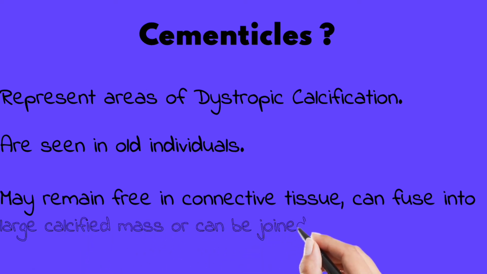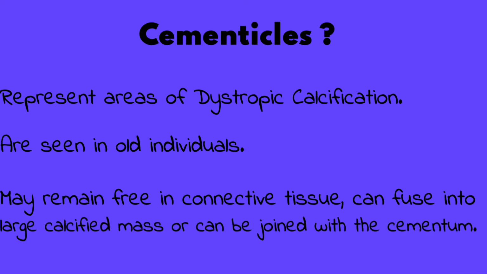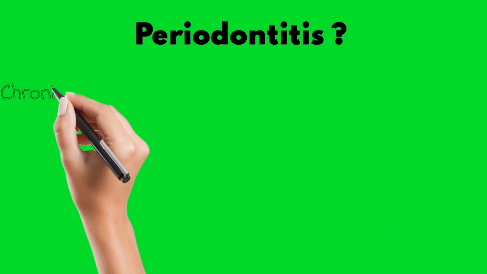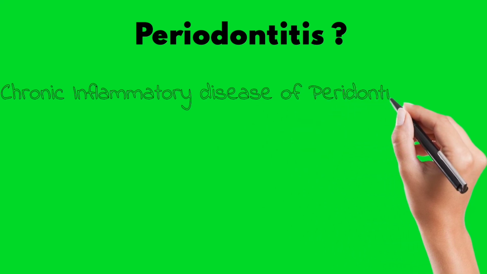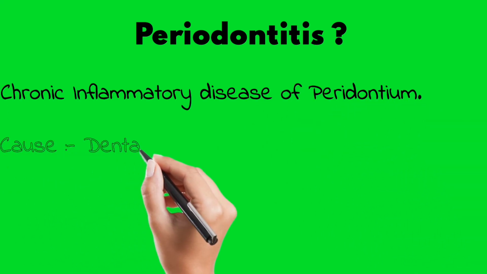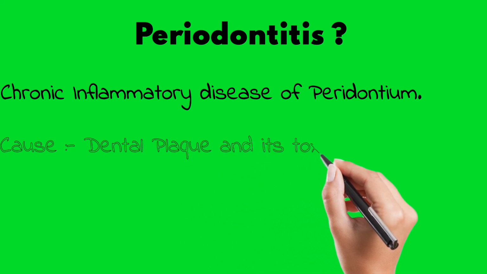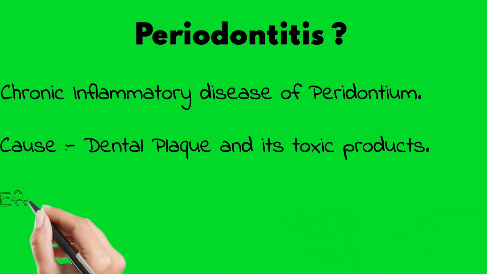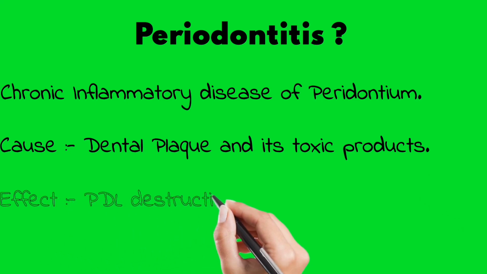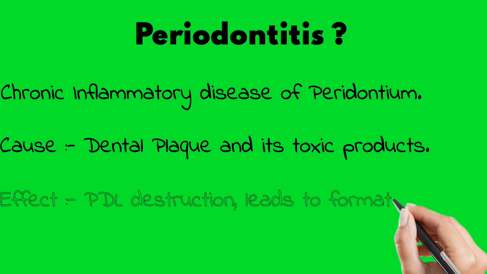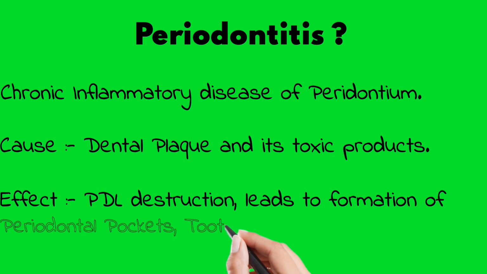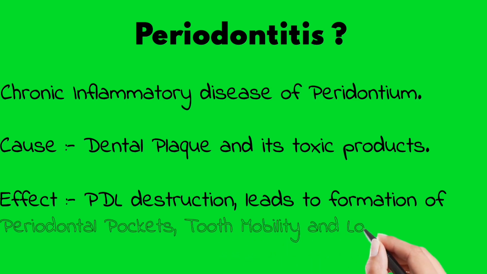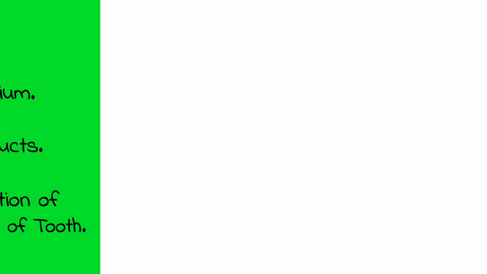There is one more very important question which comes in viva from a clinical perspective, that is, what is periodontitis? This is a very common question asked in viva. This is a chronic inflammatory disease of the periodontium. What is the cause of this disease? This is caused due to the dental plaque and its toxic products. And what are the effects of this disease? This leads to PDL destruction. It also leads to the formation of periodontal pockets, which makes the tooth mobile, and in future leads to tooth loss.